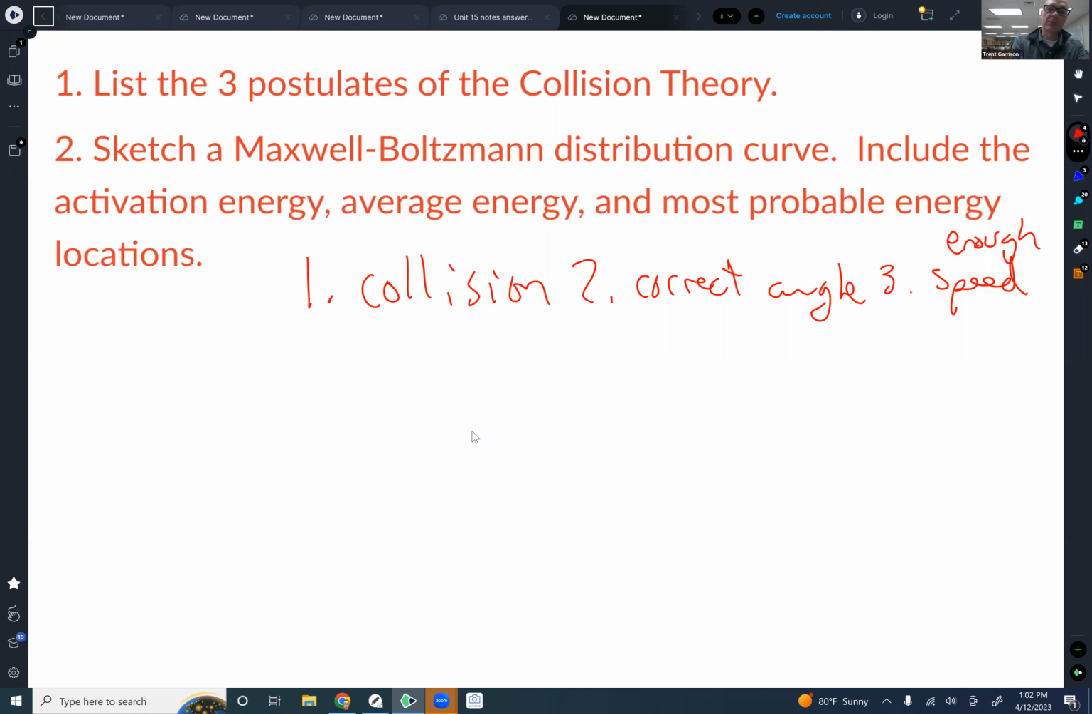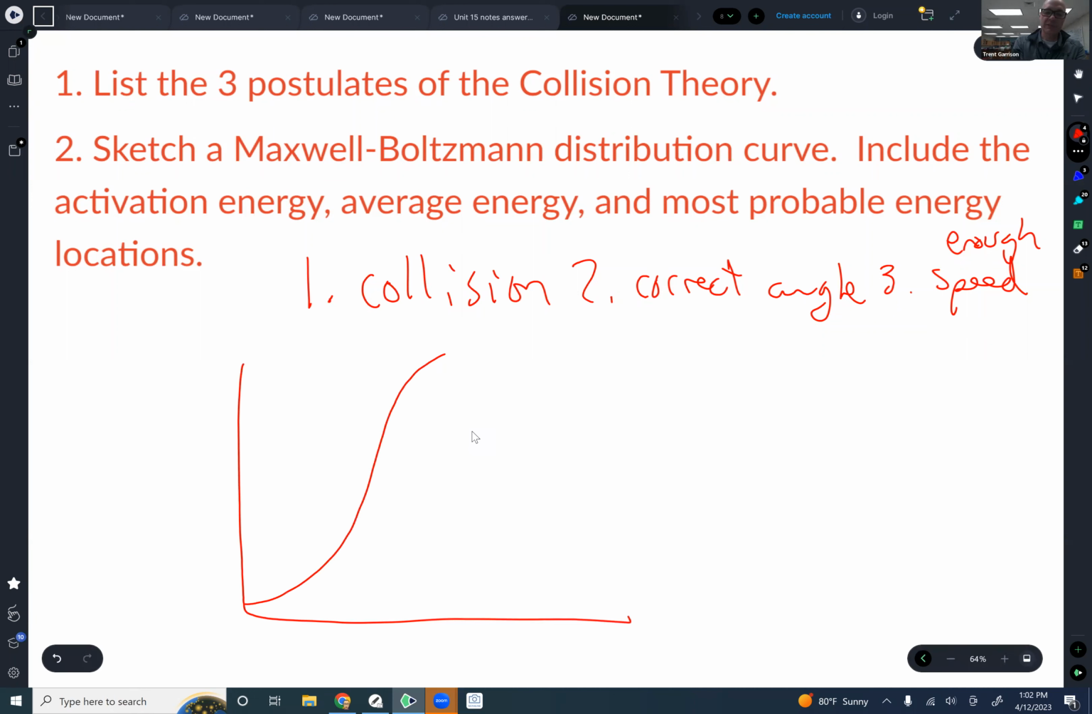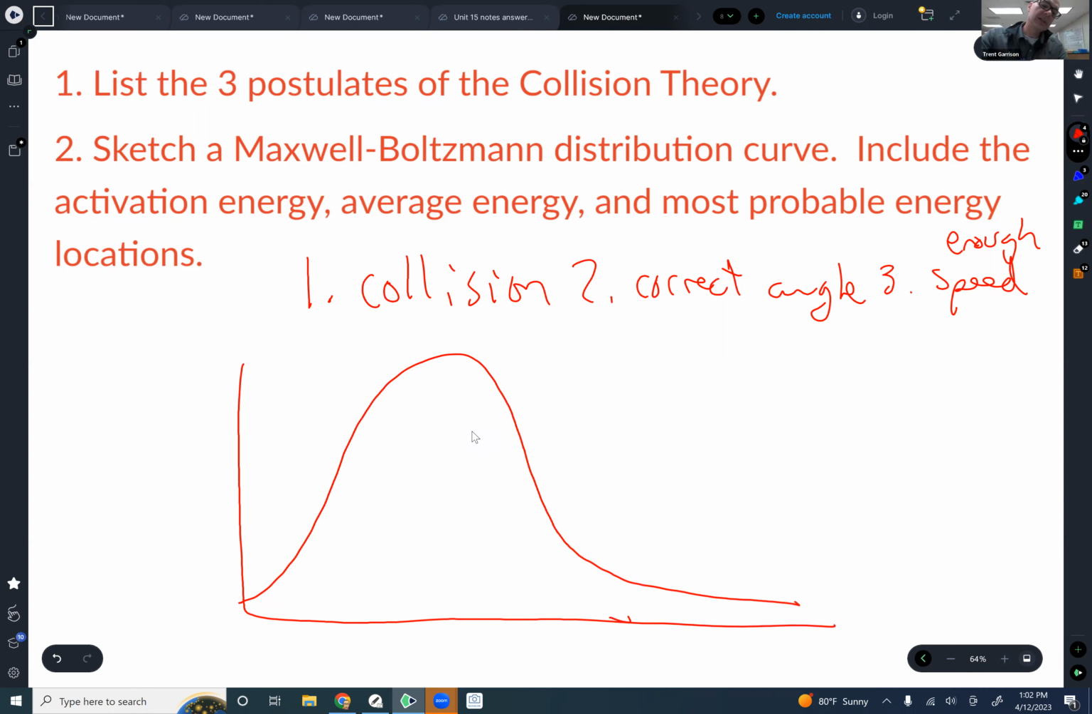Number two, a Maxwell-Boltzmann curve. So this is a very simple idea. It has this nice little hump here, but in fact, that hump needs to probably be a little bit more like this. What we have on the left side of the Maxwell-Boltzmann is the number of particles. And then on the bottom is energy.